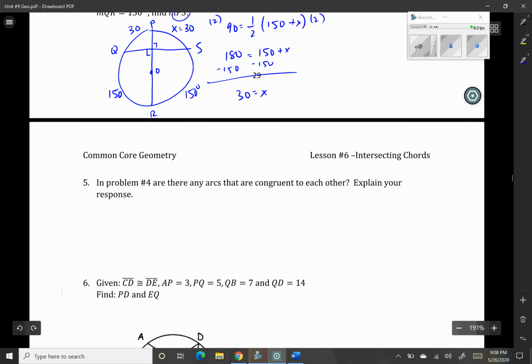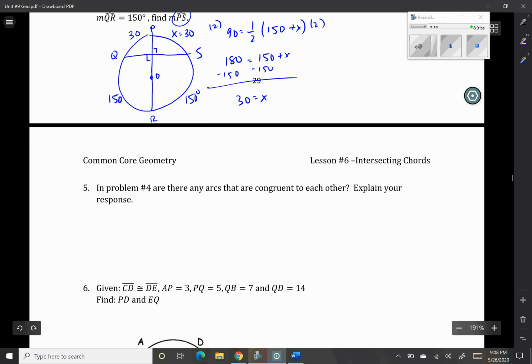And number 5, it says in problem 4, are there any arcs that are congruent? Yes, there are, right? So we could say arc QP is congruent to arc PS. We can say arc QR is congruent to arc RS. This is kind of developing a rule of circles that we really don't talk too much about in this course, but it is there. And that's if a diameter is perpendicular to a chord, the arcs across from each other are always going to be the same size, right?